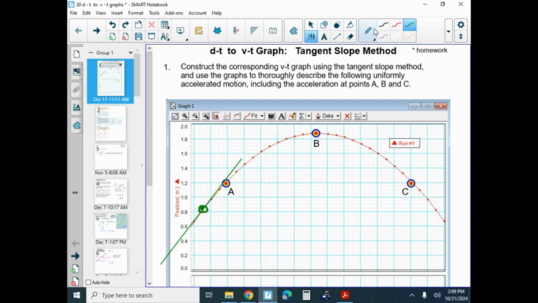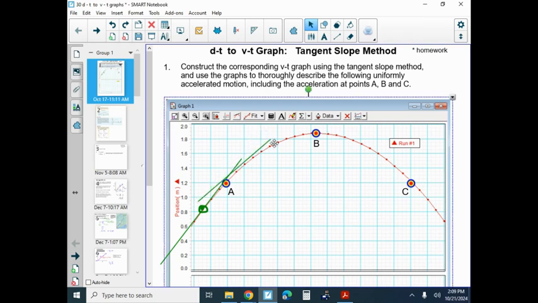Then I wanted a tangent to spot A here, or any spot really. This is just for getting the velocities, but for the ABC, I'm asking you to talk about the acceleration. So once you have your VT graph, then do the slopes at the ABC spots.